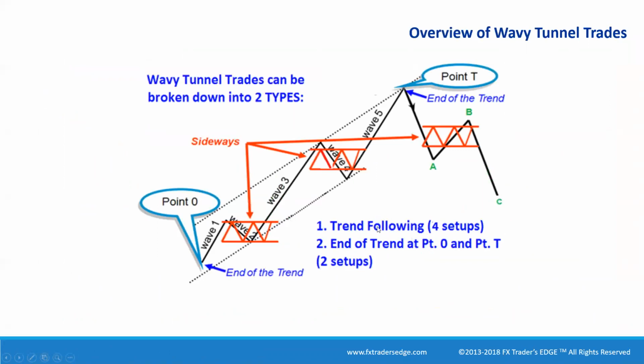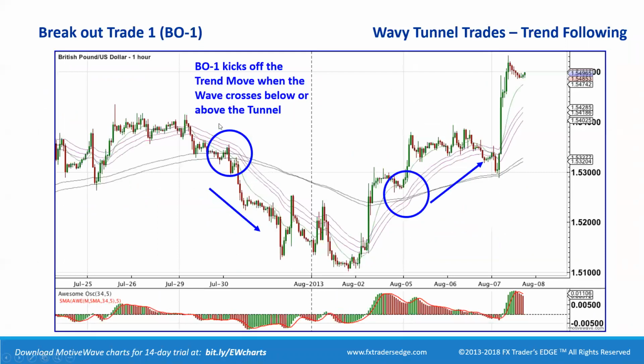And we have 4 trend following setups, which we're going to discuss today. The first one is the breakout 1. It kicks off the trend move when the wave crosses below or above the tunnel. So we call this the breakout 1. Now, the breakout 1 can be for a 3-wave correction, or it can be for a 5-wave sequence. And depending on how big this gap is, determines how steep, how trend following the move is going to be.